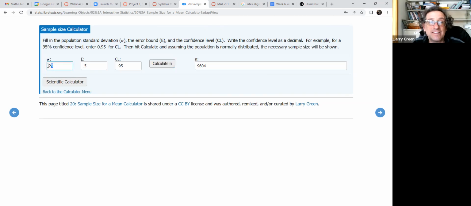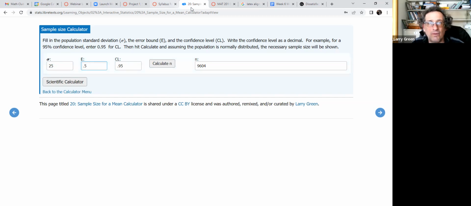Sigma, you can't change. You can't say, well, I'm going to let standard deviation be different. The standard deviation is a given. You can't say, I'm going to change that, but you can change these guys. Any questions on this? And that's it. So we need to survey 9,604 nurses.